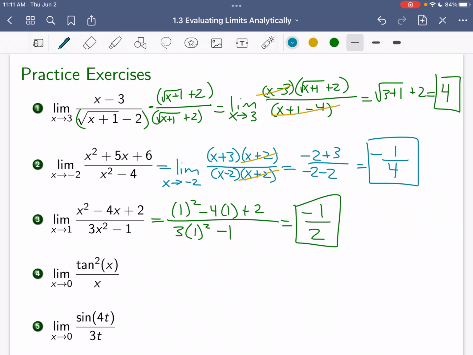So don't get so into the habit of trying to cancel things that you forget direct substitution does work sometimes. And when it works, that is, I think, your quickest method. So I would take time to check that.